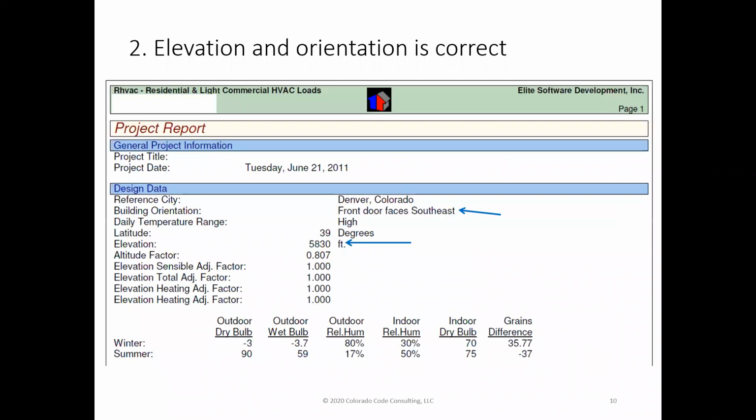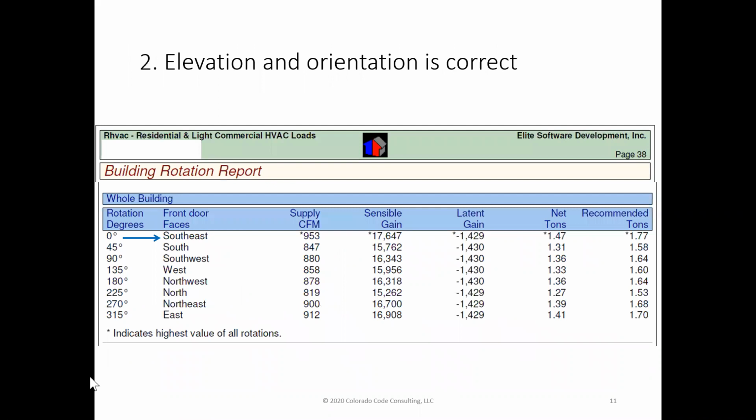All right. And here's the same thing. We've got the door faces southeast in this particular case. Here's our elevation, and this is Elite. And here's another screenshot from Elite saying, this is the highest gain here. So this is what their rotational report looks like. Okay, gives you the same information. And these are two different houses. So don't start saying, why are the loads different? Because it's two entirely different houses. These are not the same place in any way, shape, or form.